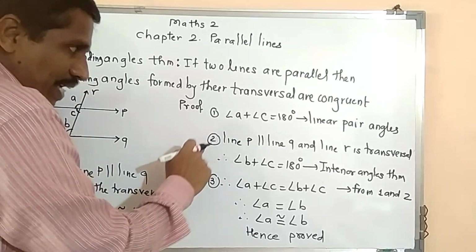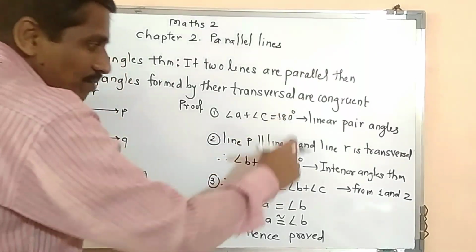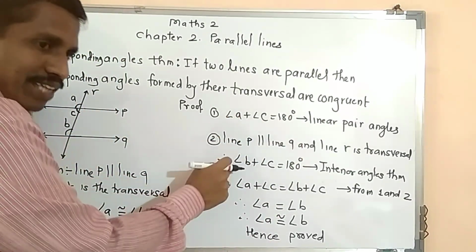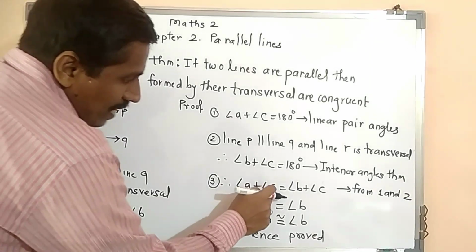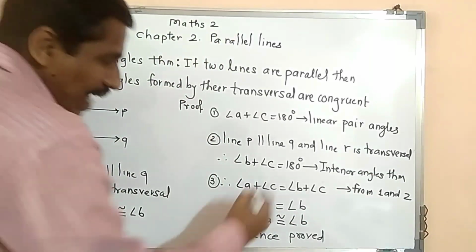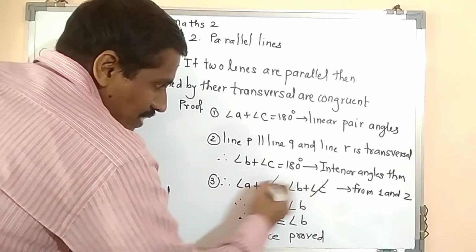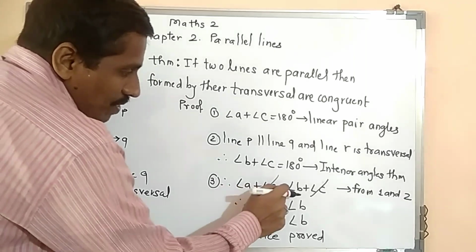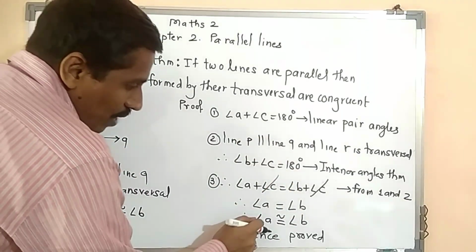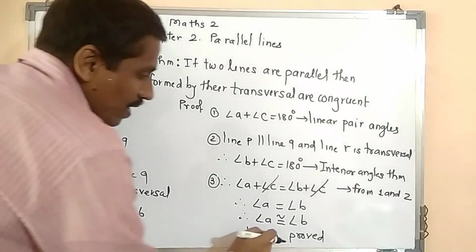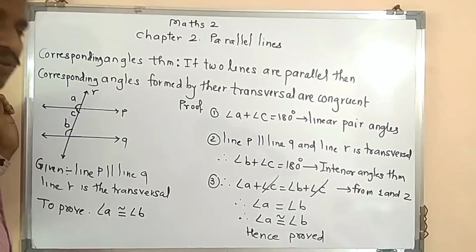So first statement, second statement: right hand side is 180 degrees here also. Right hand sides are equal and therefore left hand sides are equal. Therefore angle A plus angle C is equal to angle B plus angle C, from statements 1 and 2. Angle C is common to both sides. So cancelling angle C, that is subtracting angle C from both sides, what will I get? Angle A is equal to angle B. And therefore angle A is congruent to angle B. It means corresponding angles are congruent. Hence proved. Thus we have proved the corresponding angles theorem.